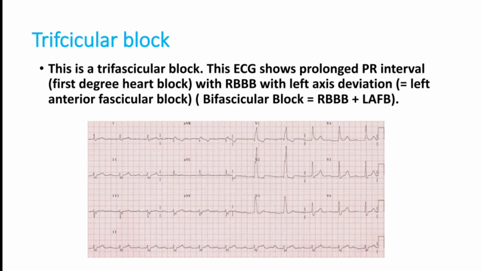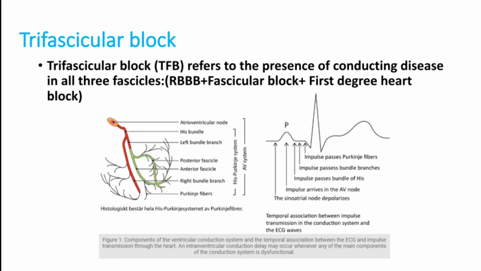So you understood the pathophysiology behind this. There is a prolonged conduction from the SA node to the AV node, and all the fascicles are blocked. Right bundle is blocked, left anterior bundle is blocked, left posterior bundle is blocked. Everything is blocked, so there is a delay in conduction. So there is a major conduction defect.